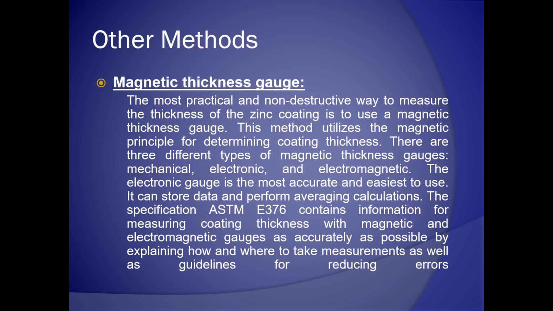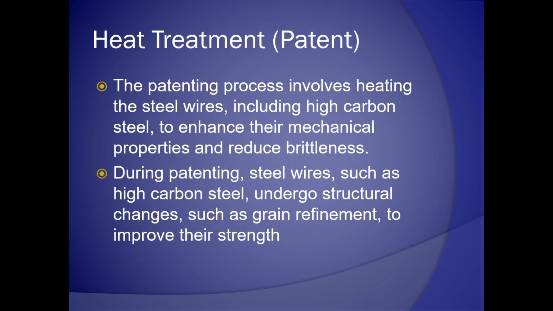Heat treatment, patenting. The heat treatment, known as patenting, involves subjecting steel wires, including high-carbon steel, to elevated temperatures. This process aims to enhance the mechanical properties of the wires and reduce brittleness. During patenting, structural changes such as grain refinement occur, leading to improvements in the wire's overall strength.